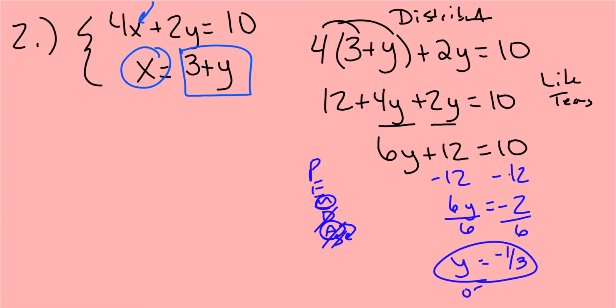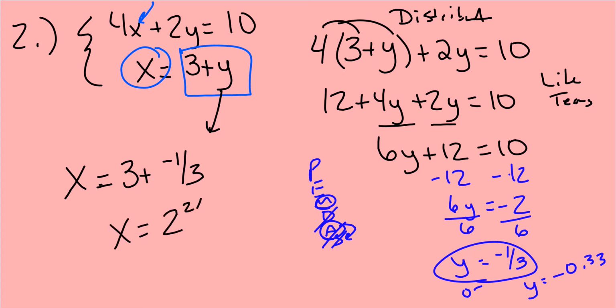If you have y equals negative 0.33, that's okay too, even though I do like negative 1/3 the best. Now I'm going to take negative 1/3, I'm going to plug it in to the original. I'm going to plug it in right there. So I'm going to write x equals 3 plus negative 1/3. I get x equals 2 2/3.